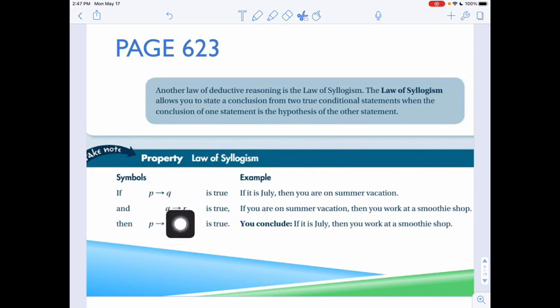So notice the conclusion matches the hypothesis of the second one. So we kind of just get rid of this middle piece and go from the original hypothesis to the final conclusion. So here's an example.